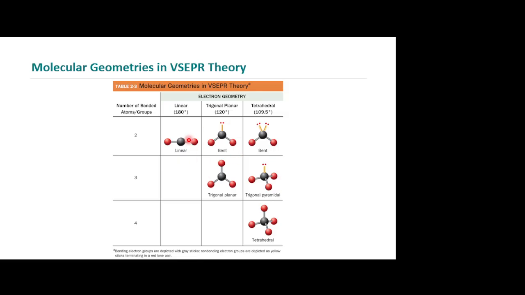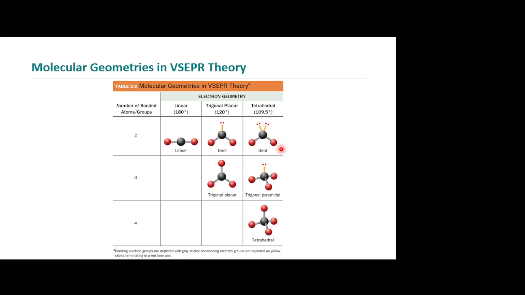This one right here is linear. It has 2 electron groups. This one's 3. The electron geometry would be what? Trigonal planar, right? The molecular geometry, on the other hand, would be bent. You got it. This one here, the electron geometry is tetrahedral again. And then the molecular geometry is bent. That's water, by the way, in case anybody's curious. That's the shape of water, bent.